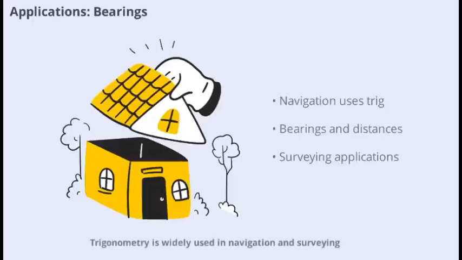Trigonometry is widely used in navigation and surveying, especially when dealing with bearings and distances. By applying the sine and cosine rules, you can determine unknown distances or angles between points, which is crucial in fields like aviation, marine navigation, and land surveying.